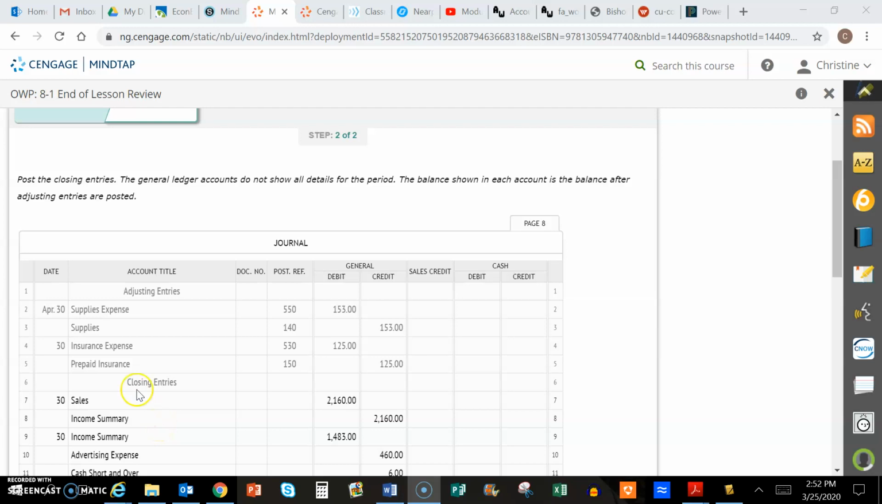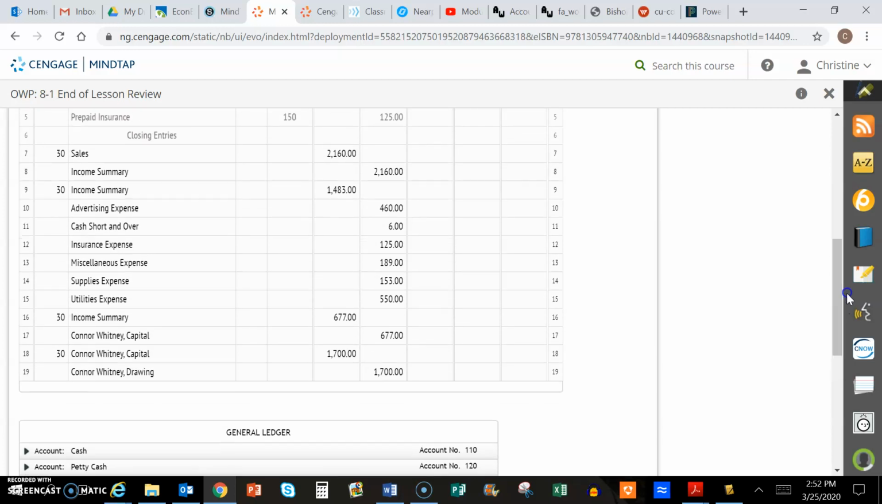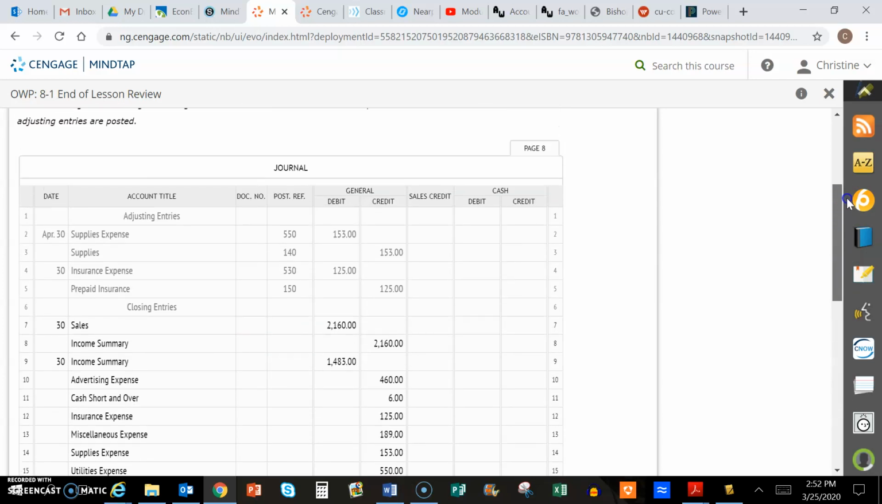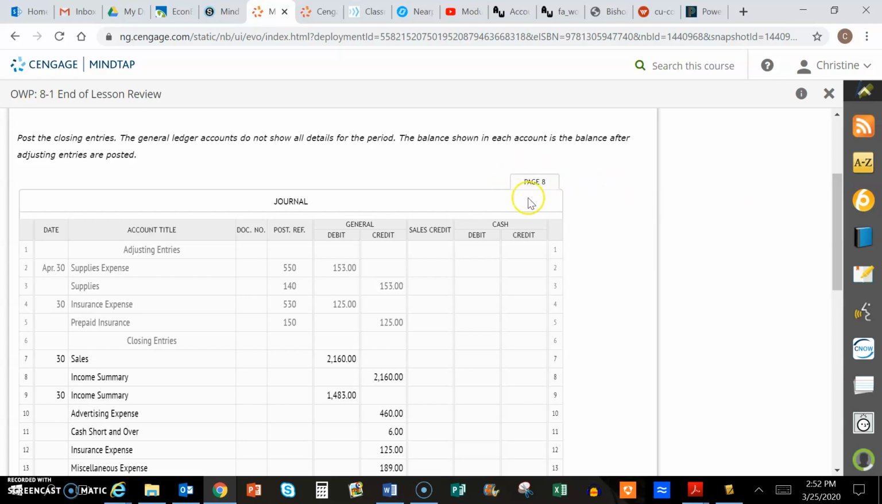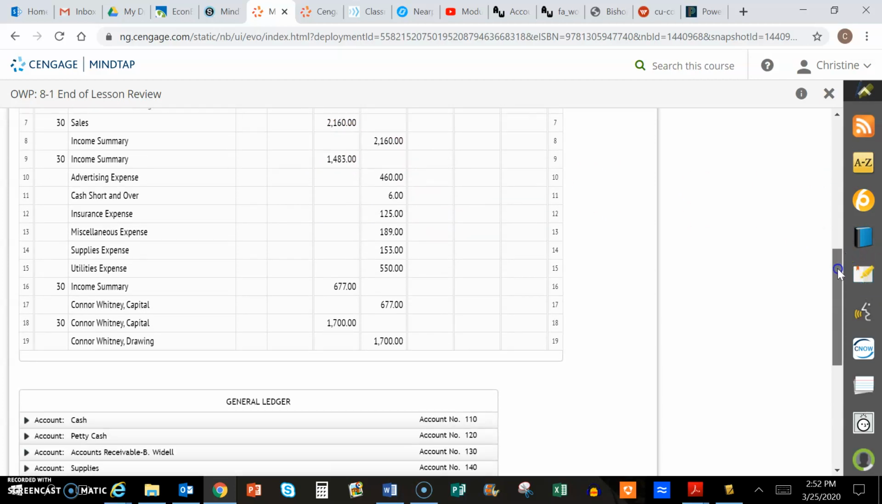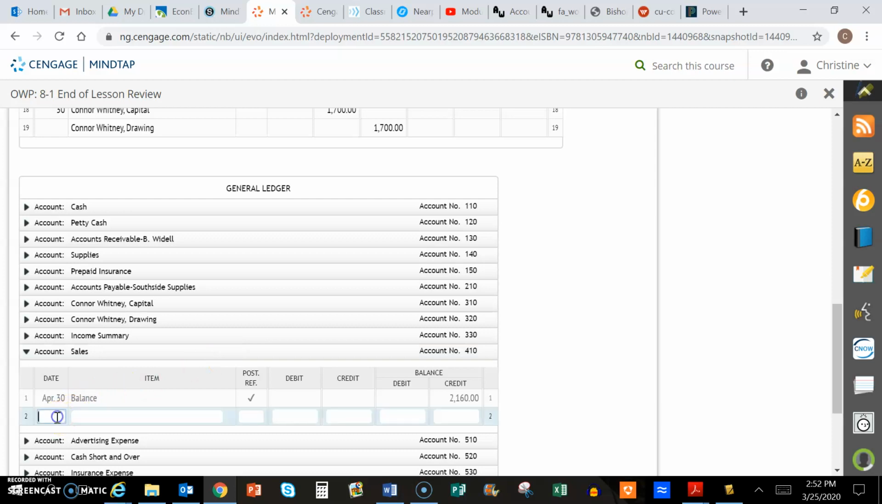Okay, part two. Here are all the closing entries that we just did in step one. We're going to post all those into the ledger so we can see what our true balances really are. Remember that the post reference in the ledger will be 8 because that's the page number. So we're going to take sales down here, and I would do it step by step. I wouldn't skip any steps.